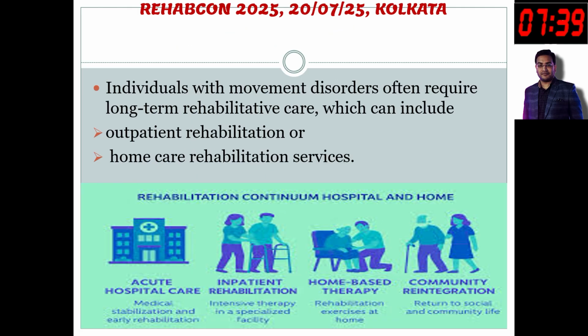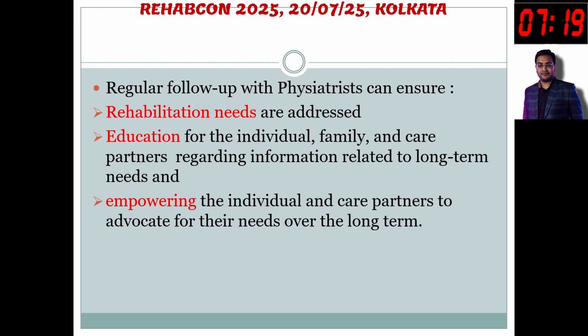Patients often require long-term rehabilitative care, which can include outpatient rehabilitation or home rehabilitation services, which means there is a continuum of rehabilitation from hospital to the home, from acute care, inpatient rehab to home-based therapy, followed by our ultimate goal, that is community reintegration. Regular follow-up with physiatrists can ensure that the rehabilitation needs are addressed. Education for the individual, family, and care partners regarding information related to the long-term needs empowers the individual and care partners to advocate for their needs over the long term.